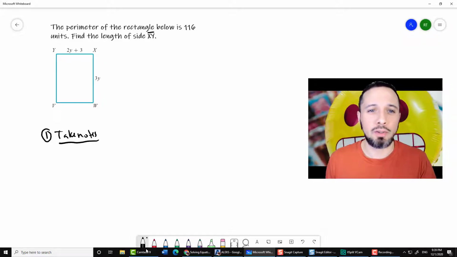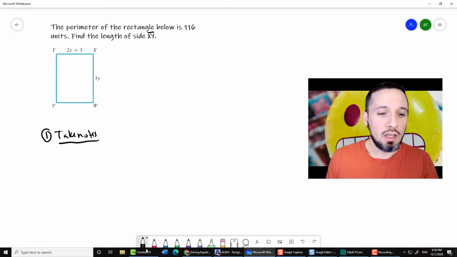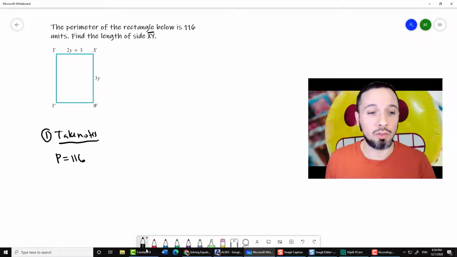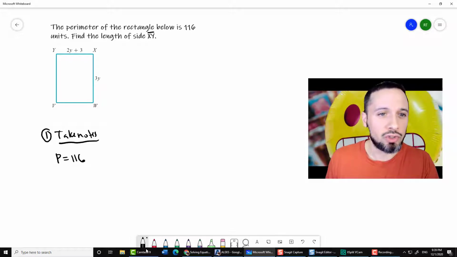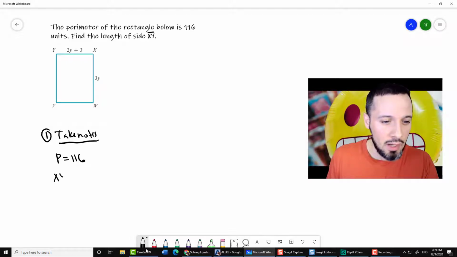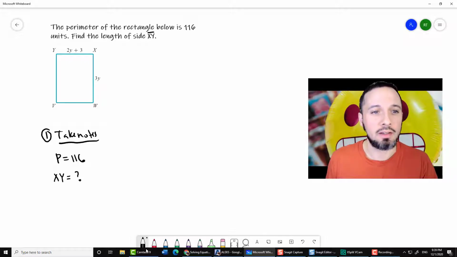There's not too much information given in this problem, so it shouldn't take too long. But it says here the perimeter of the rectangle below is 116 units. I'm just going to put down P is equal to 116. So P is for perimeter. And they also told me to find the length of side XY. So I'm going to put down XY equals question mark. I have to find the length of that side.